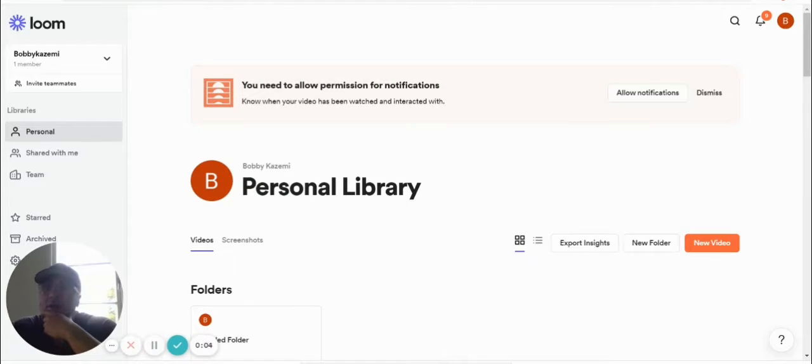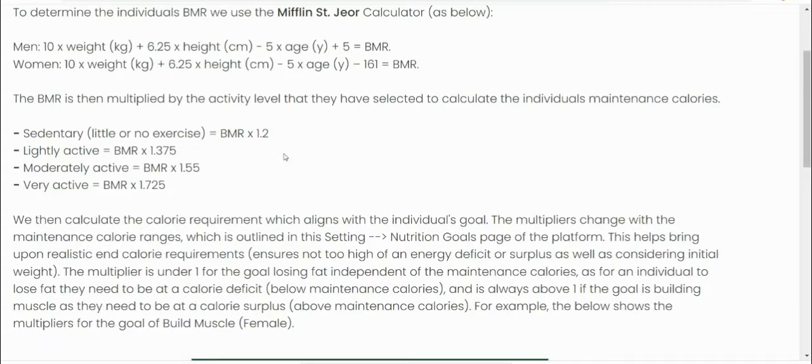All right, let's see. I'm going to bring this up quickly. Let's see if we can bang this out as quickly as possible and answer your question. Okay, so the first thing we need to do is figure out your daily maintenance calorie needs.